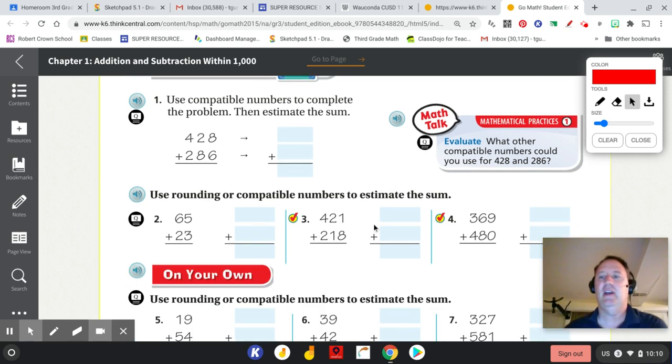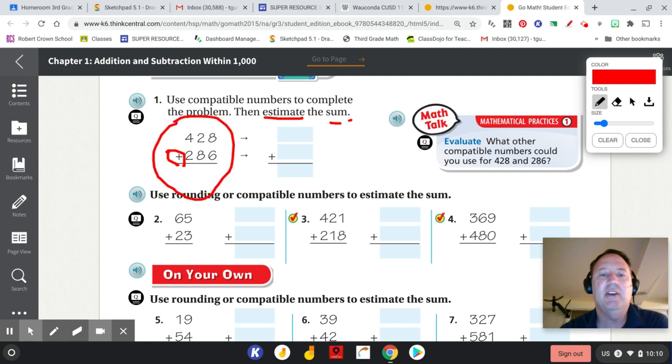All right, so this says use compatible numbers to complete the problem. Then estimate the sum. Now, the sum means how much it is when you add them together. We are going to work on adding them together tomorrow. So right now we're going to estimate the sum. So I want you to round this to the nearest hundred.